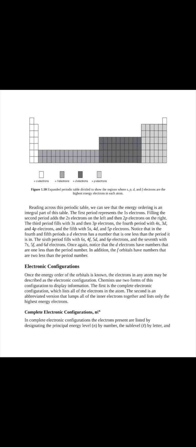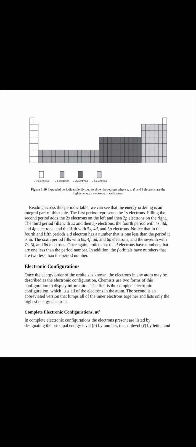period it is in. The sixth period fills with 6s, 4f, 5d, and 6p electrons, and the seventh with 7s, 5f, and 6d electrons. Once again, notice that the d electrons have numbers that are one less than the period number. In addition, the f orbitals have numbers that are two less than the period number.